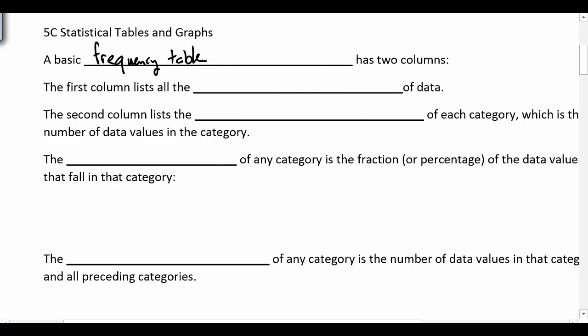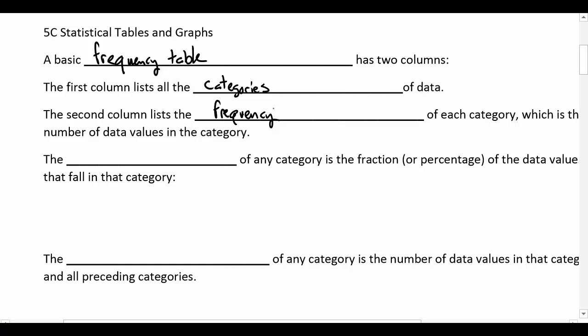The first column lists all the categories of the data. The second column lists the frequency of each category. Frequency meaning how often does something occur. How many times did we count a particular number, a particular color, a particular variable.